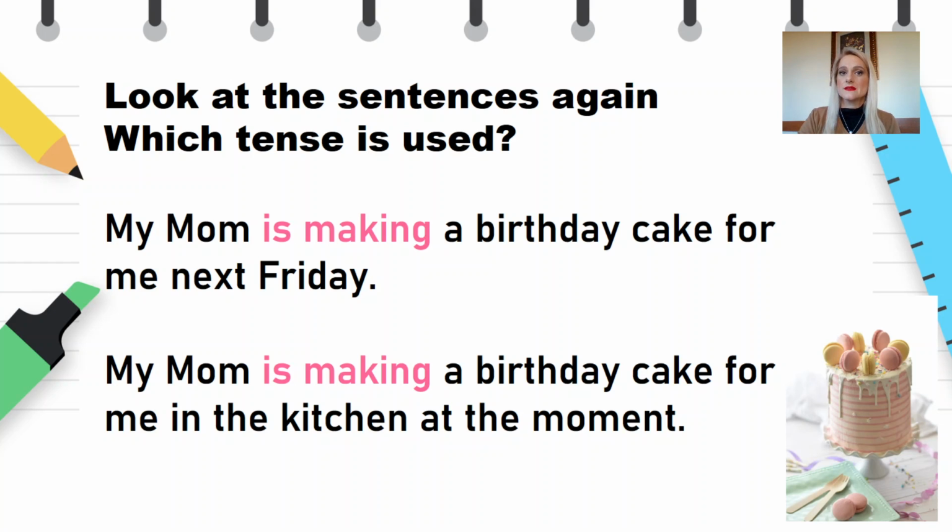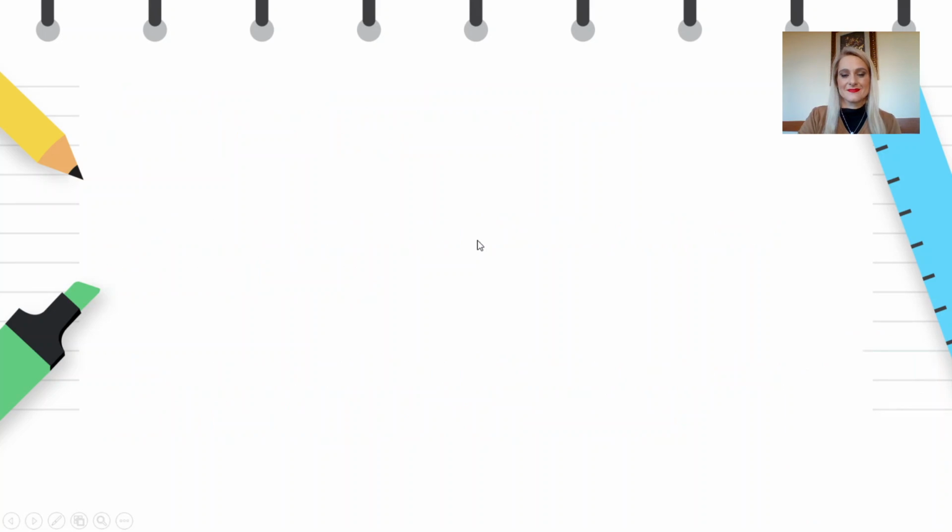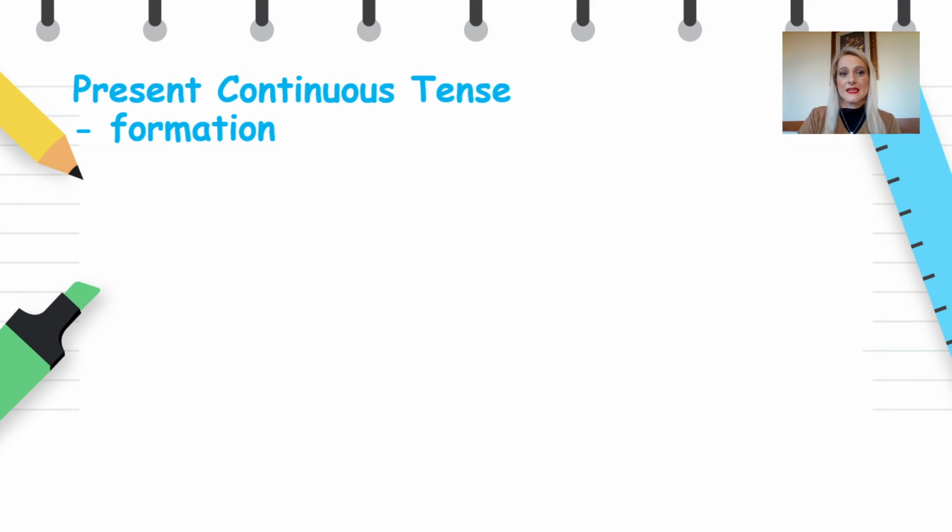Let's look at the sentences again. Which tense is used? You know, when we want to detect the tense, we usually focus on the verb. Here it is marked with pink. Can you guess which tense this is? Yes, it's the present continuous tense. How do we form this tense? What do we use?